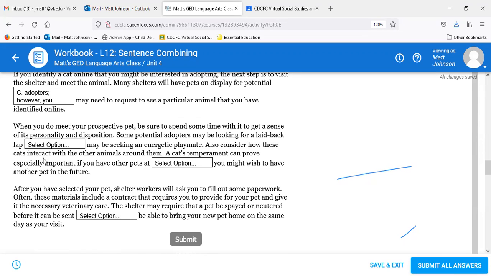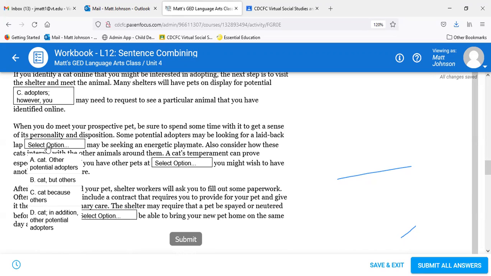When you do meet your prospective pet, be sure to spend some time with it to get a sense of its personality and disposition. Some potential adopters may be looking for a laid-back lap cat. Others may be seeking an energetic playmate. Grace, what do we want to use here? B. So more contrast, right?